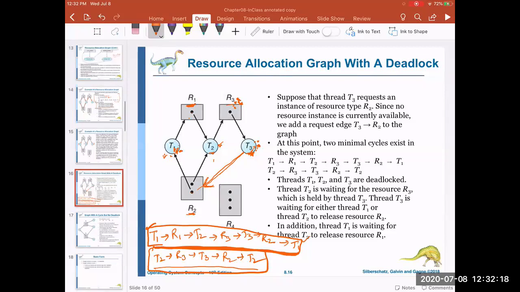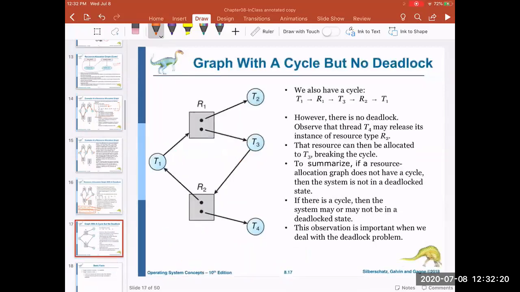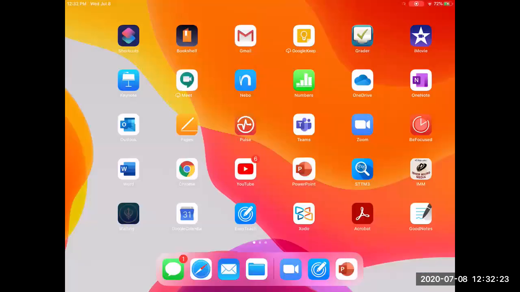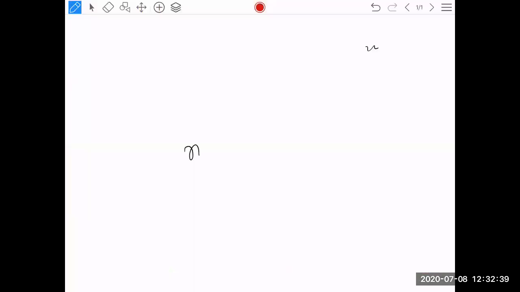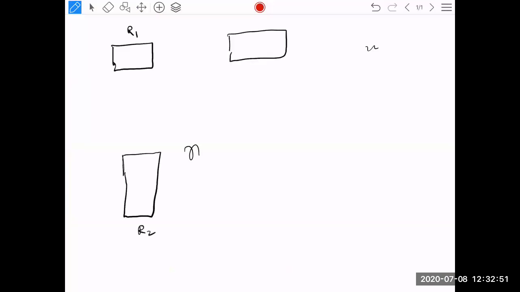Okay, now we do another thing. I just want to create another graph. Let us suppose there is a situation. We have R1, we have R2, we have resource R3, and then we have resource R4. Okay. R4 has 3 resources. R2 has 2 resources.